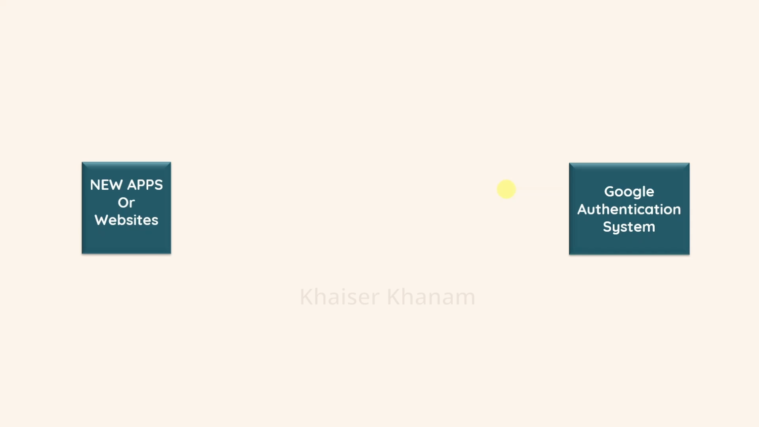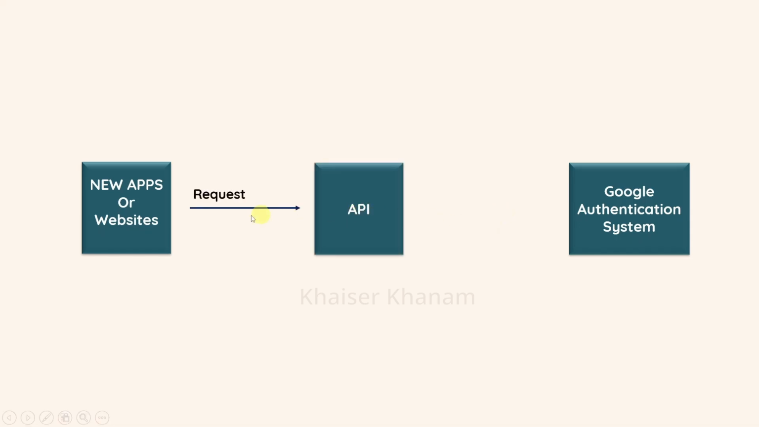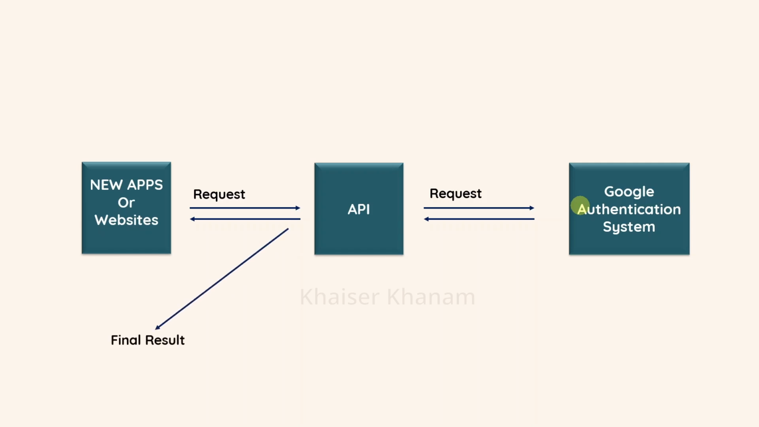Suppose I just want to log in with Google. Inside this Google authentication system, they just want to access that user's data. But directly, they cannot access Google's authentication system. In between, we have an API. For that API, we make a request, and in return, this API makes a request to this system, and if everything is correct, it sends the response. And at the end, we get the final result.